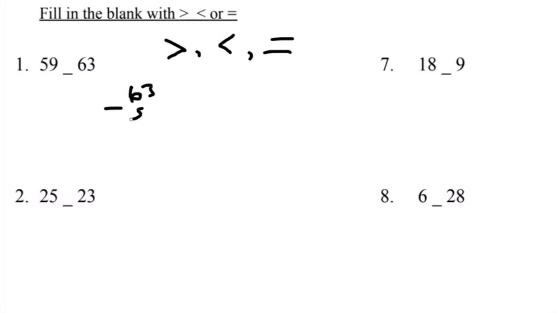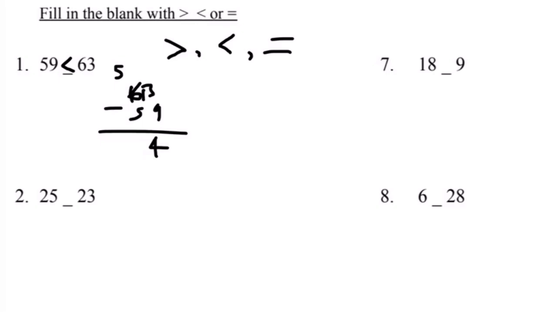63 minus 59. 3 minus 9, we can't subtract, so we're going to borrow from the tens. 6 becomes a 5, 3 becomes 13. 13 minus 9 equals 4. So 63 is 4 units greater than 59. Therefore, 59 is less than 63.